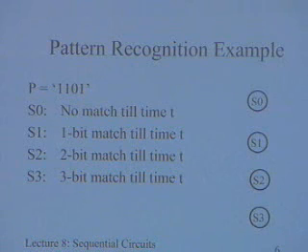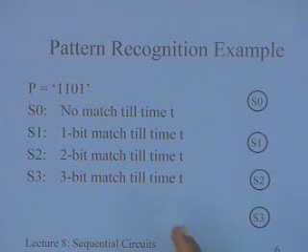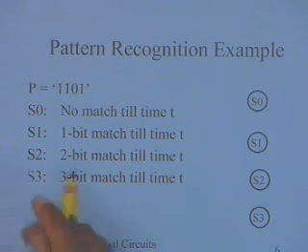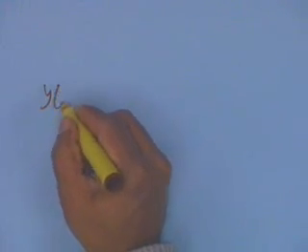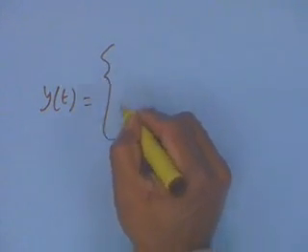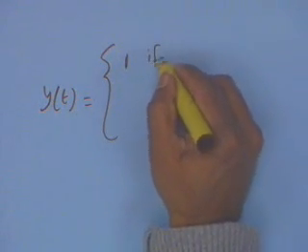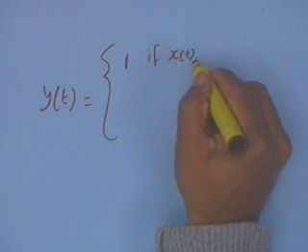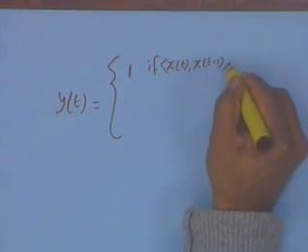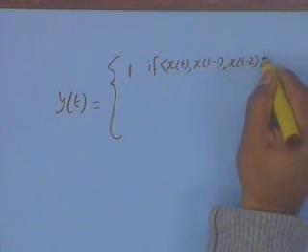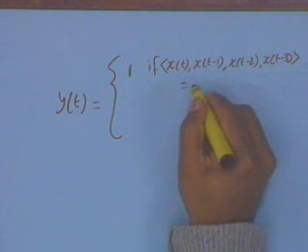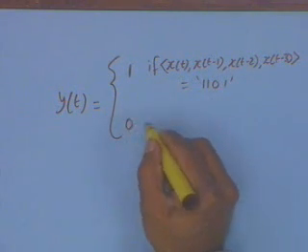The other example I take is also something that we have discussed already. This is the pattern recognition example. I am again looking for overlapping patterns, and now it is in terms of time. So the specification is going to be: yt can be 1 or 0. yt is 1 if xt, xt minus 1, xt minus 2 equals 1, 1, 0, 1, and 0 otherwise.